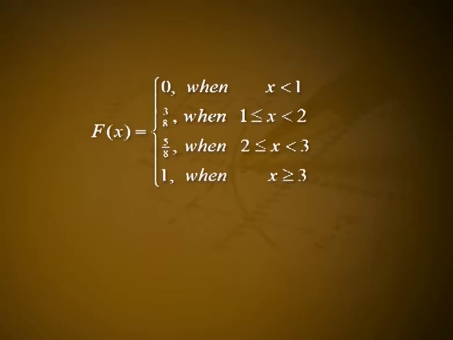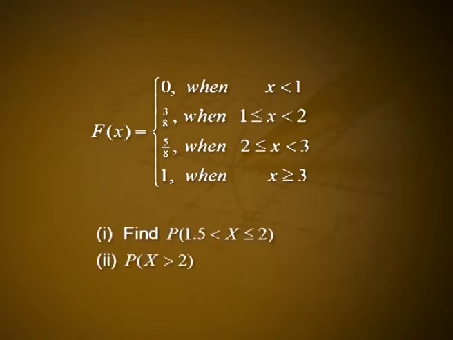Number 3. For a discrete random variable X, F(x) is given by F(x) equal to 0 when x less than 1, 3/8 when 1 less than or equal to x less than 2, 5/8 when 2 less than or equal to x less than 3, and 1 when x greater than or equal to 3. Find P(X greater than 2) and P(1.5 less than X less than or equal to 2).